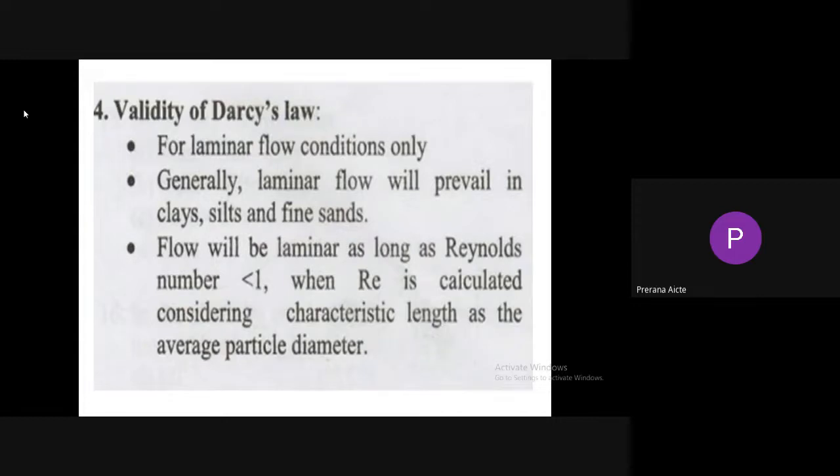The Reynolds number is calculated considering the characteristic length as the average particle diameter. As the Reynolds number is less than 1, Darcy's law is valid. If the Reynolds number is greater than 1, Darcy's law is not valid.